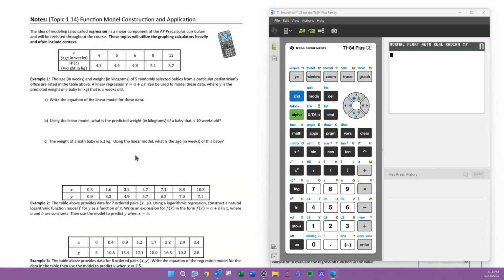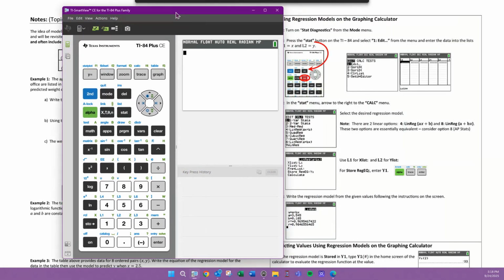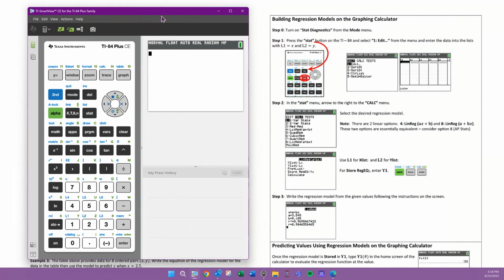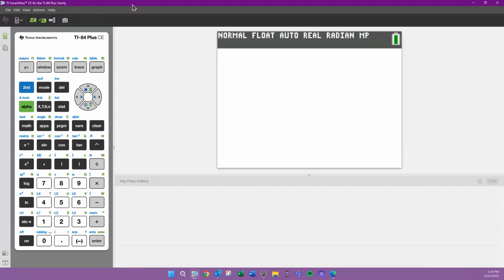If you notice, the front of your page of your notes has this information on it, and I'm kind of hiding it over here, but the back of your page has the steps to build a regression model on the graphing calculator. So the steps that I'm going to do on my screen, on my calculator, are here on the back of your notes. Okay, so it's there for you.